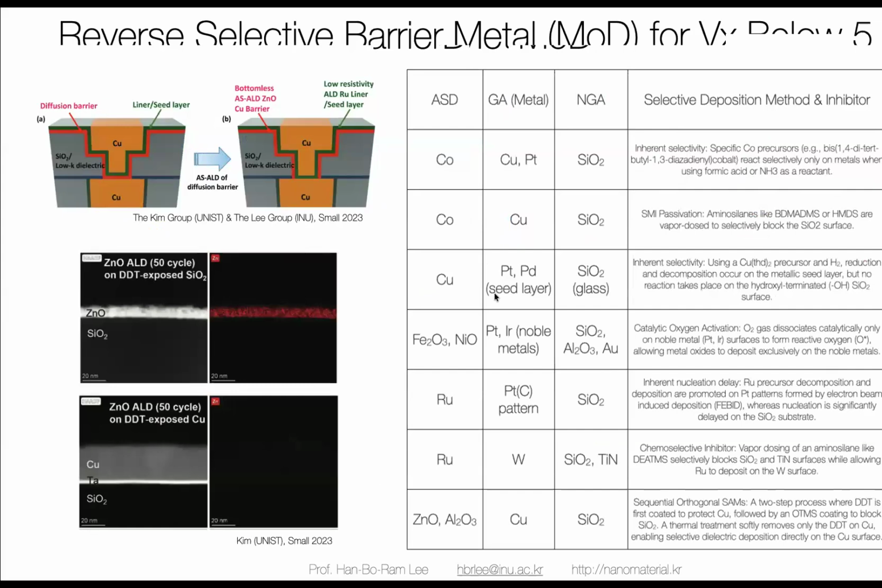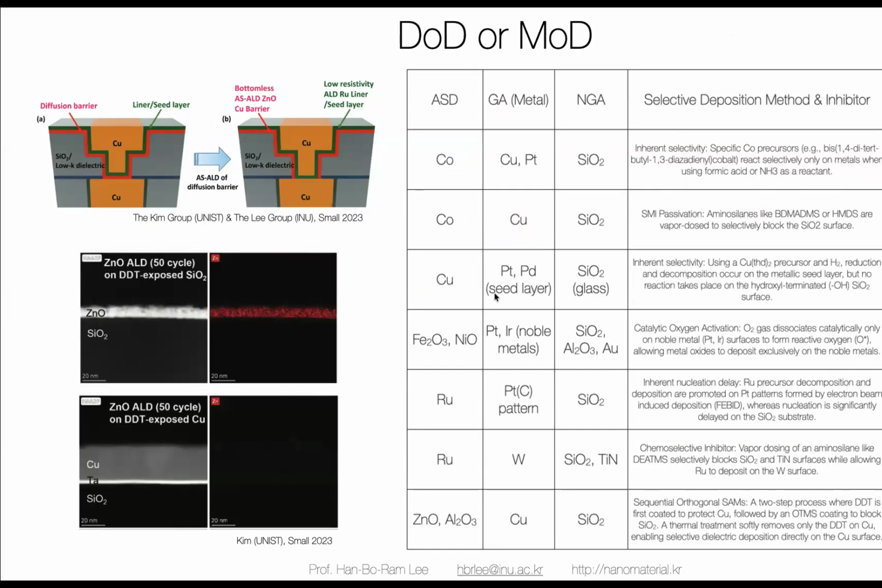So Professor Soo-hyun Kim's group at UNIST and then my group suggested the same idea. So why don't we make the diffusion barrier by using zinc oxide and then directly grow the copper on the copper. Zinc oxide grows on the silicon oxide by ALD, and zinc oxide does not grow directly on the copper. So we have a lot of results. This is the DOD or MOD, an ASD material, cobalt, deposited on the copper and platinum, but not on the silicon oxide. So this idea is directly used for this application.